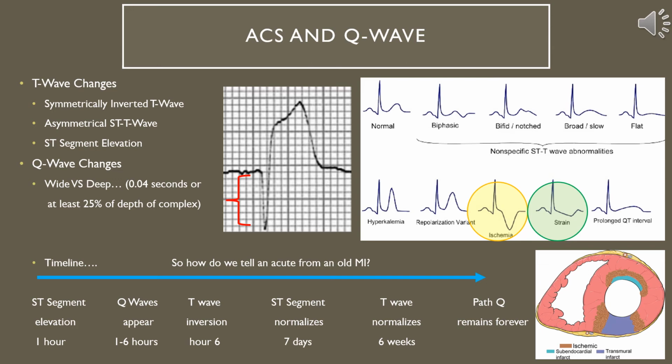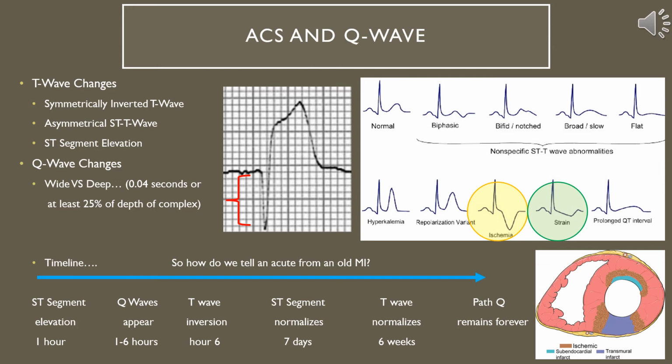When we're looking at Q wave changes, Q wave is a big indicator for ischemia. When you're thinking about Q waves, you want to look at its width versus its depth. A Q wave, which is that first deflection on the QRS complex, if it's greater than 0.04 seconds, or at least 25% of the depth of the entire complex, then that is significant for a pathological Q wave.